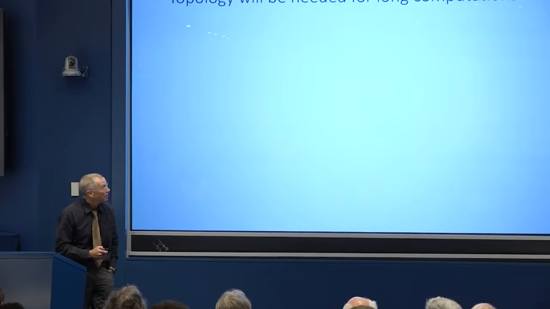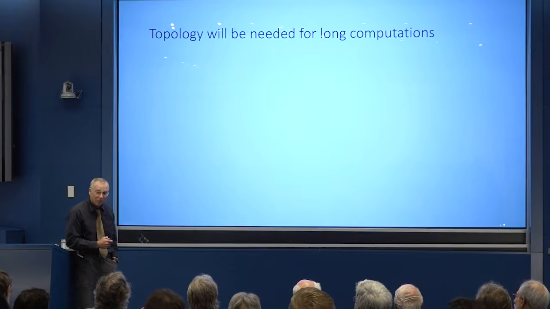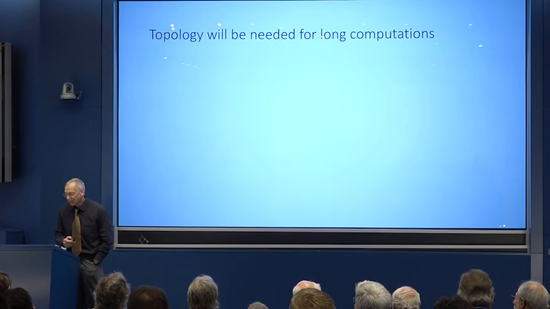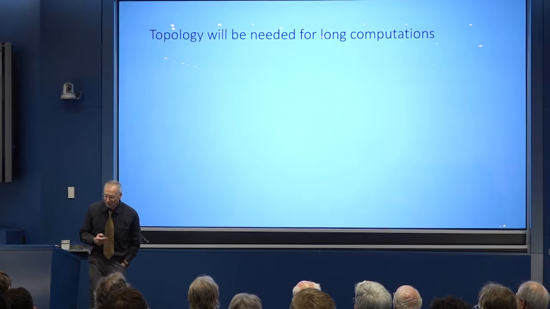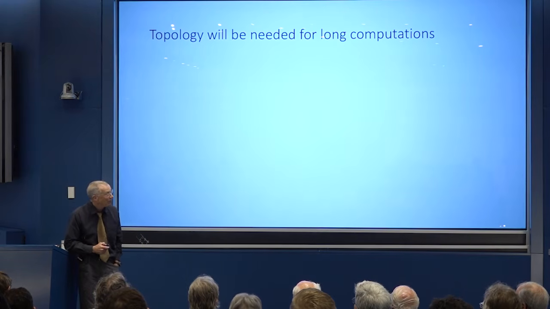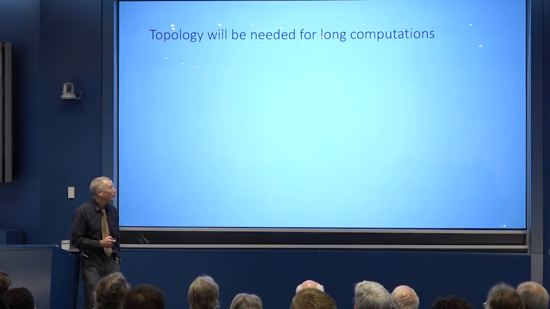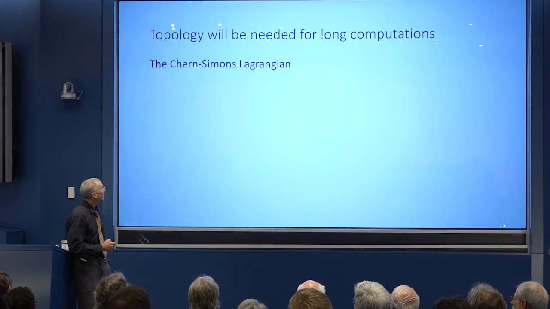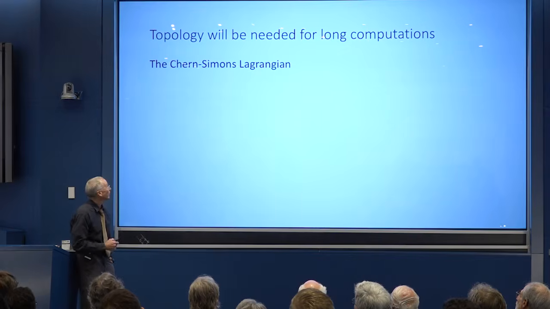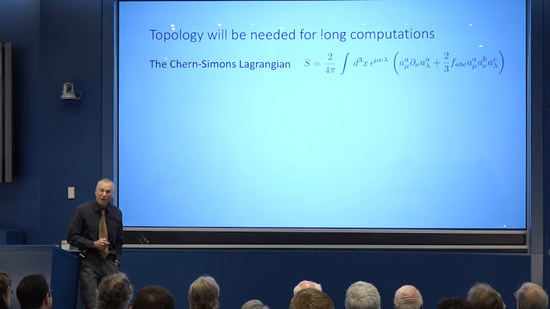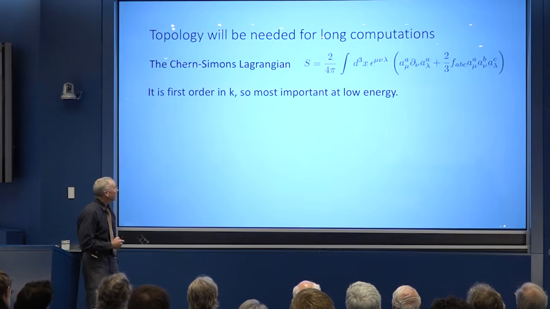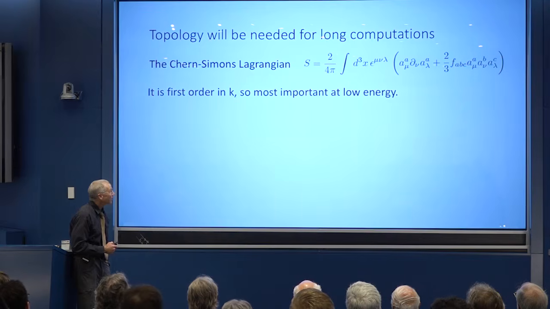Now for long computations, I think it's clear that topology will be needed. I think this is what we're learning at Microsoft by watching our competitors. I think you can go very fast to 50 qubits and do 50 gates on them or something. But if you want to compute for a serious amount of time, you'll need topology to protect information. And this is where the Chern-Simons Lagrangian comes in. It's sort of the icon for topology in physics. And just to say, very briefly, why is it so darn important?